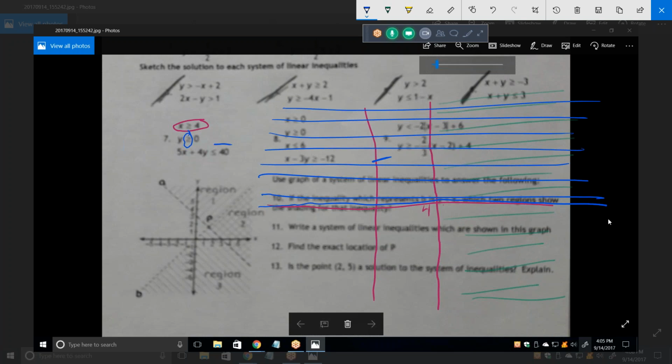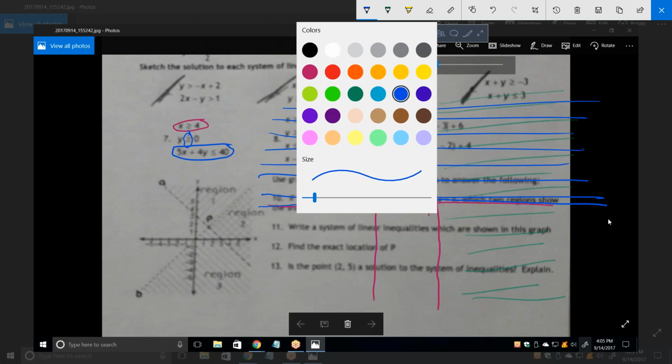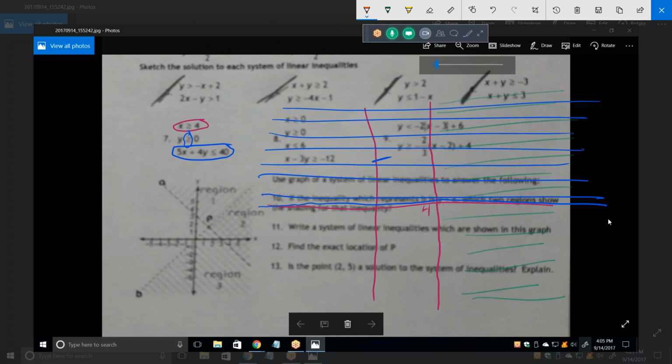And now finally, let's graph that one. What's a nice color to use? How about orange? And remember, the way to graph these is pretty much to graph them as if it's an equation and then use a solid line or a dotted line appropriately. So how would you graph that equation if it said 5x plus 4y equals 40? That's in a particularly friendly format where you can figure out the x-intercept and the y-intercept without even figuring out slope.